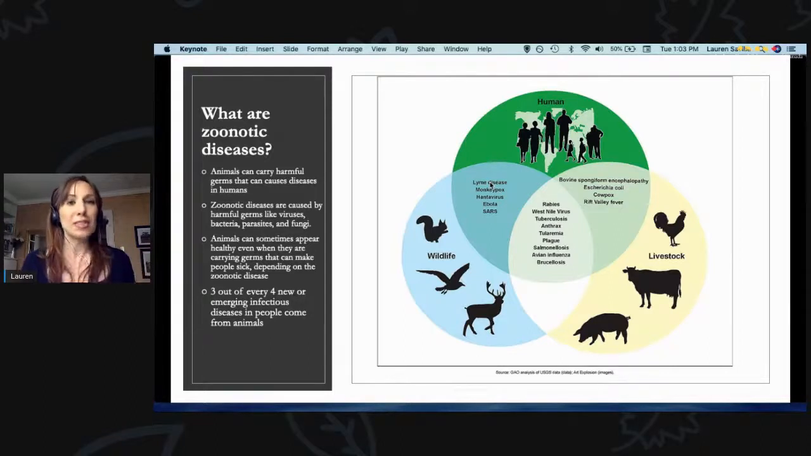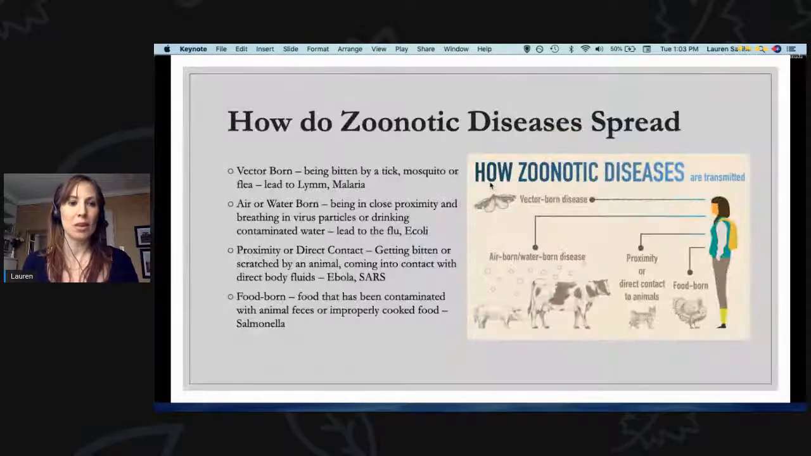So there are a lot of different viruses and bacteria and germs out there that we can get from animals, but these are just some of the more common ones you might have heard of. So how do zoonotic diseases spread? There are 4 ways that they can spread.